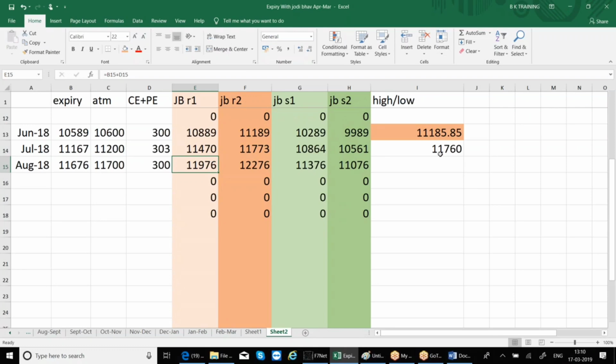They are absorbing the losses. MTM losses, they are absorbing it. The guys who have shorted it, they don't want to unwind it. Yeah, means they know that market is not ready to cross 11,800.